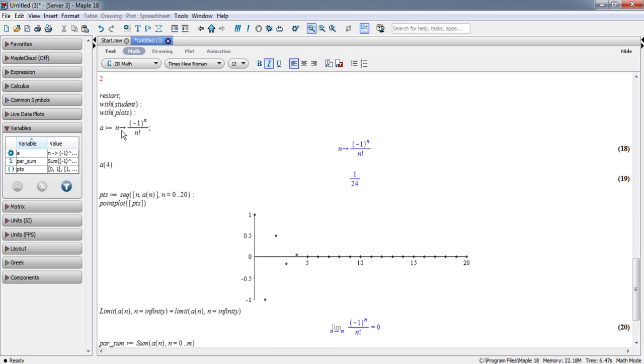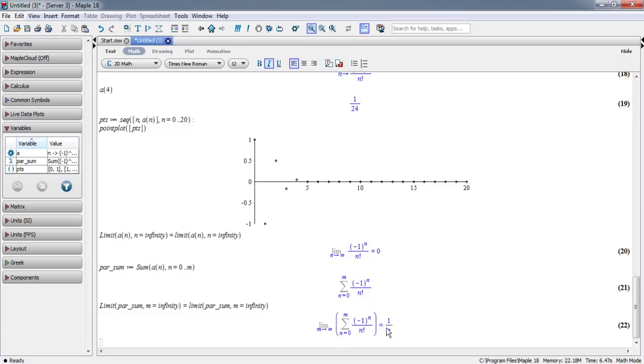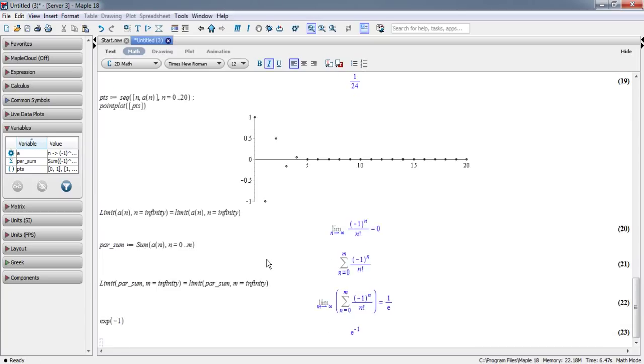Since this is related to the Taylor series expansion for e to the x, and we've got -1, the limit comes to be e to the -1. Right? I guess I'm not getting it to push this into a fraction to match that, but it is in fact the same exact value.